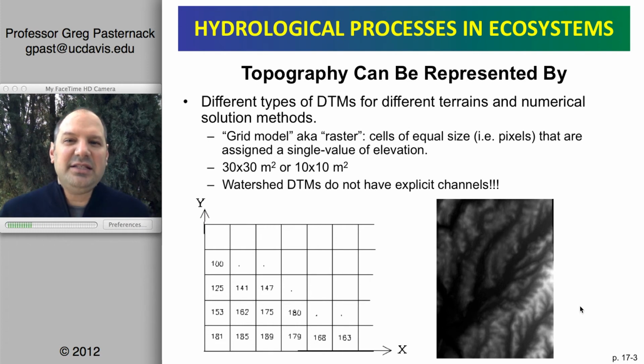These days, we tend to see these digital terrain models with resolutions of 30 meters by 30 meters or 10 meters by 10 meters. It's also important to note that because of that resolution, unless a channel is bigger than 30 meters and unless there was a mapping effort to get the elevation under the water, a digital terrain model of a watershed is usually not going to include channels and the attributes of channels.